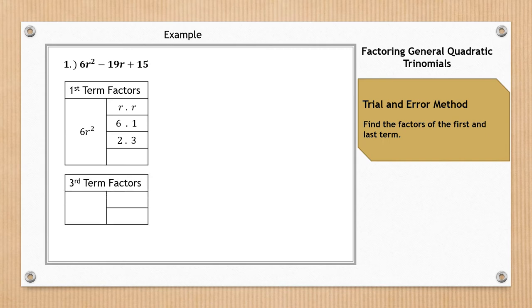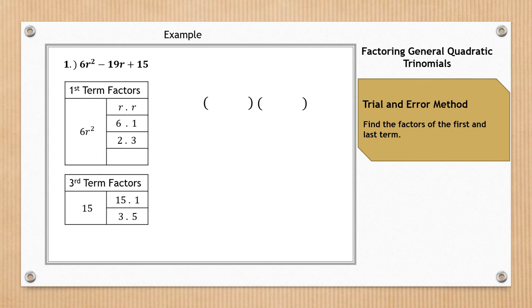Next, factor sa last term. Ano yung factors ng last term? You have 15 times 1 and 3 times 5. Okay? So, meron na tayong factors. So, after you write down the possible factors, again, the next thing to do is you write down the close and open parenthesis kung saan ilalagay natin yung factors natin.